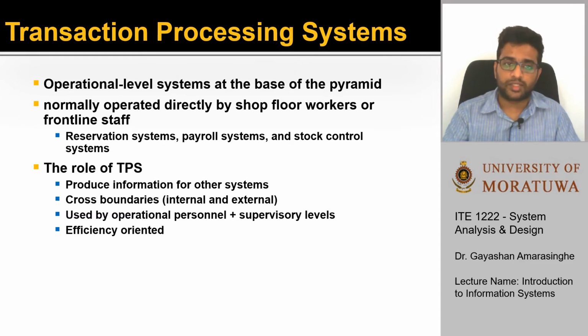These transaction processing systems are also used by operational personnel and supervisory levels. So the operational personnel like cashiers or shop floor workers might be using this system, as well as their supervisors will also be accessing this system. And these transaction processing systems are mainly efficiency oriented. So their main focus is improving the efficiency of the lower level workers in the organization, so that the overall efficiency and the revenue generated by the organization becomes higher.